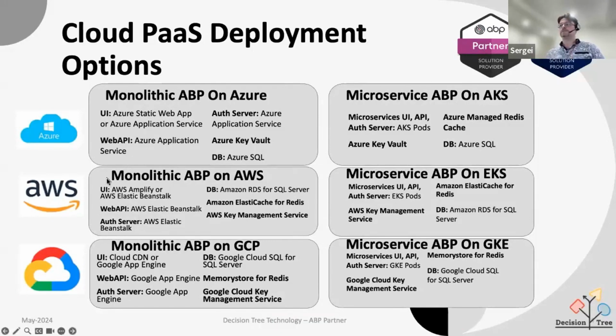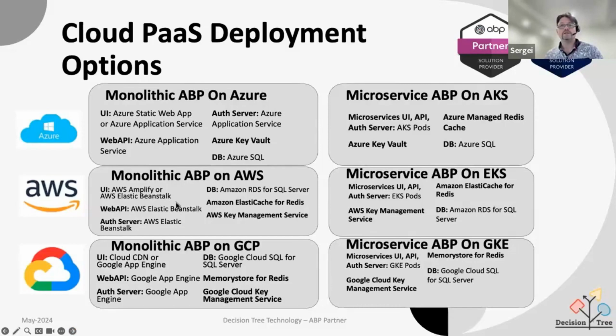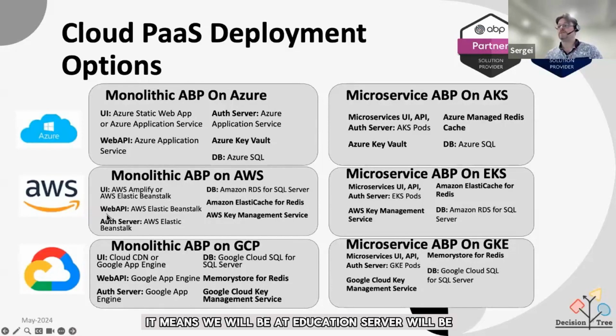Similar composition if you decide to go not with Azure but with AWS. We'll use AWS Amplify for static payloads, or Elastic Beanstalk for .NET web services. It means the Web API and authentication server will be running on these Amazon services.